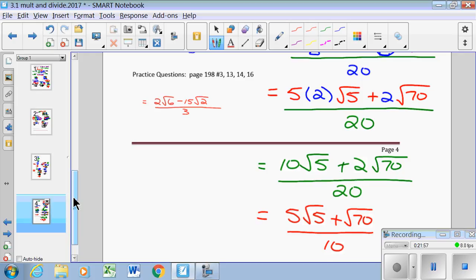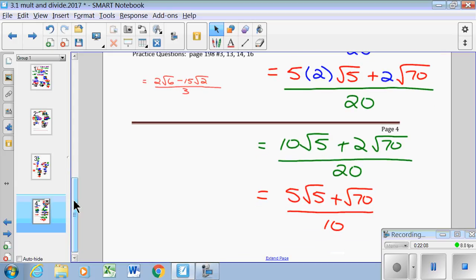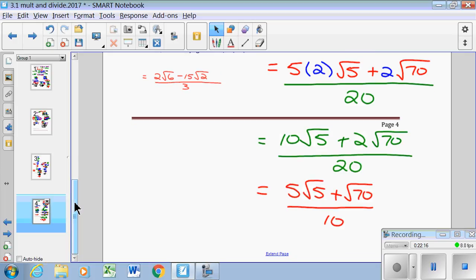All divide by 20. Now there's no more radical divide by radical. I still need to look at the whole numbers divide by whole numbers. 10, 2, and 20 all divide by 2. So I divide 10 by 2, I divide 2 by 2, I divide 20 by 2. And that's where my final answer of 5 root 5 plus root 70 divided by 10 comes from.